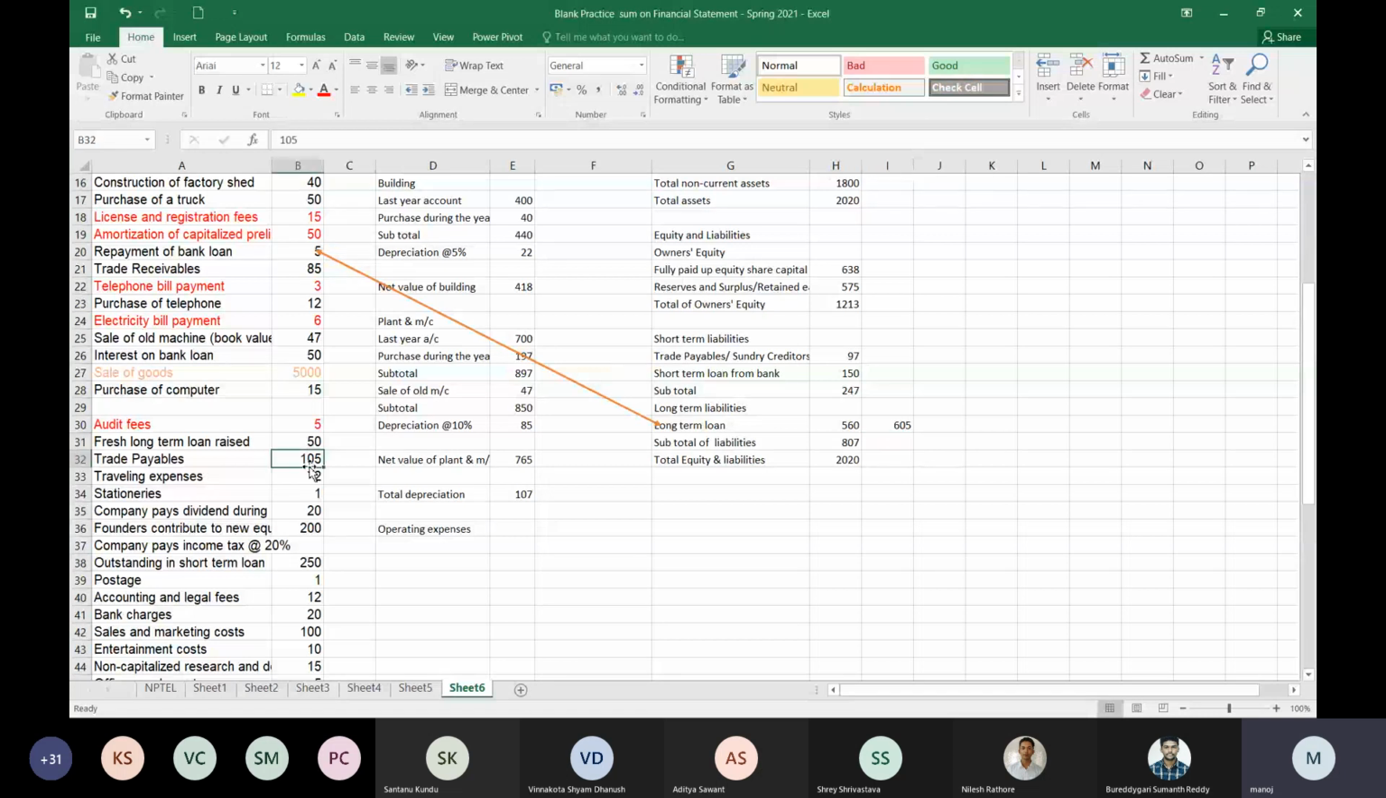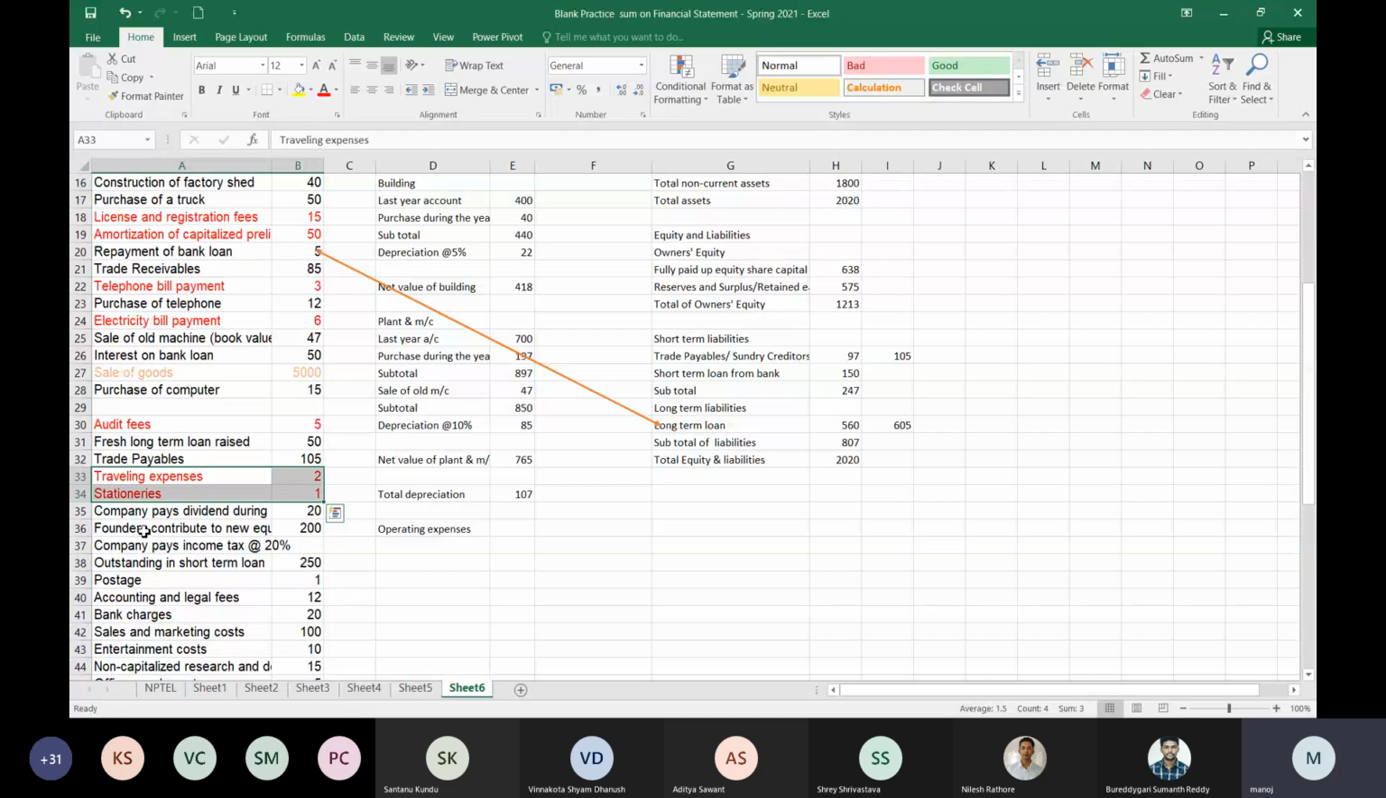Trade payable is 105. This is a balance sheet item, remember. So we just populate trade payable wherever that is. Here is the place where trade payable is to be written. Just put it from here and it's gone. So this is also populated. Traveling expenses is very much operating expense. Stationery is operating expense. Dividend is not.